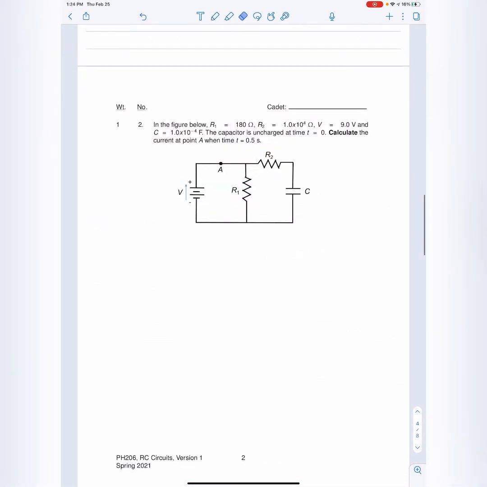Team, for problem 2, which you have to do by yourself, I'm just going to give you a couple of hints. You have to use Kirchhoff. You can't use, let me write it down, Kirchhoff's.